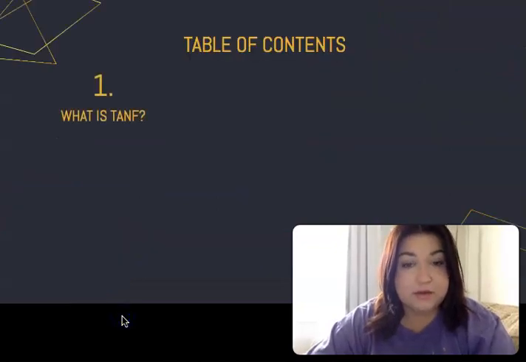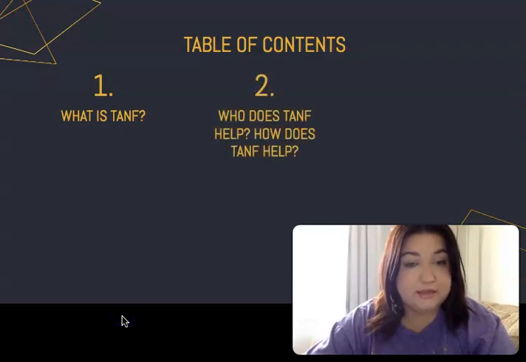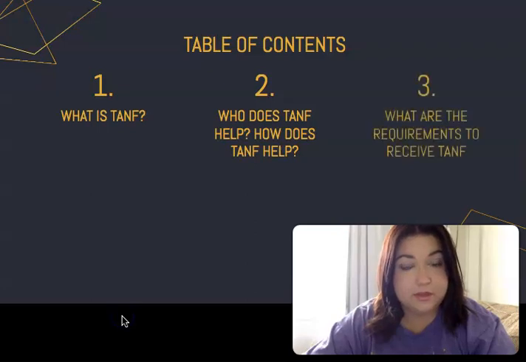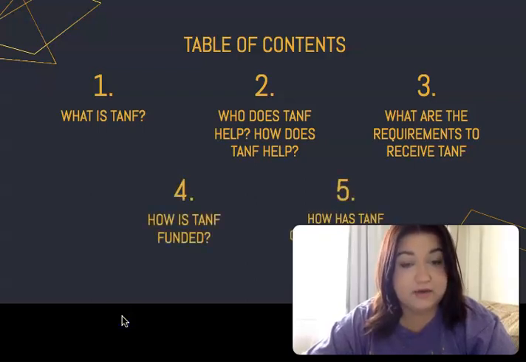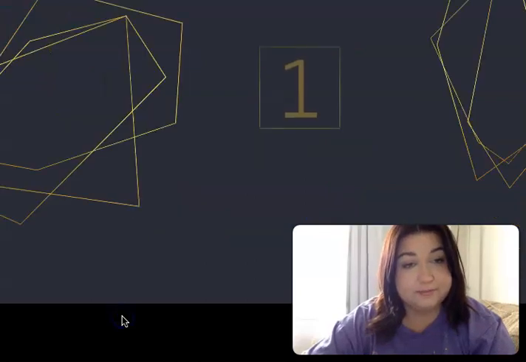First thing we'll talk about is what is temporary assistance for needy families. Second thing is who does it help and how does it help. Third thing is what are the requirements to receive it. The fourth thing is how is it funded, and the fifth thing is how has it changed over time.